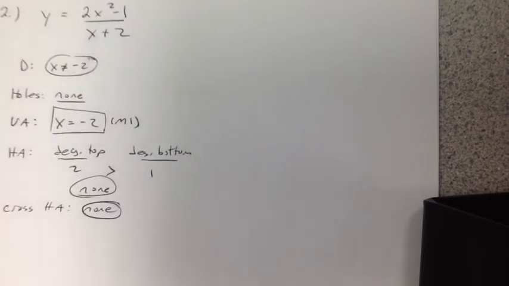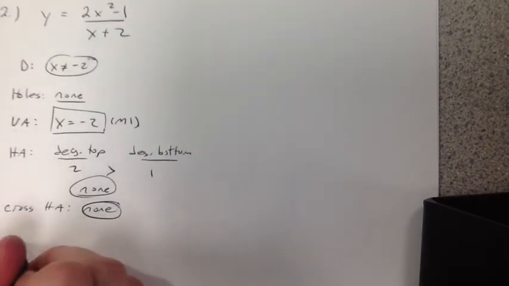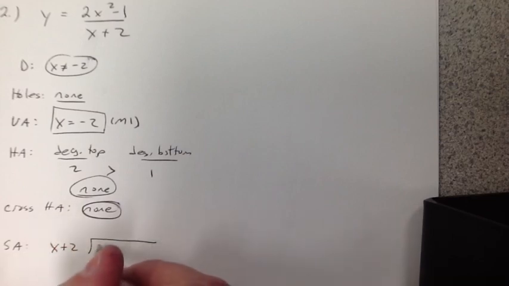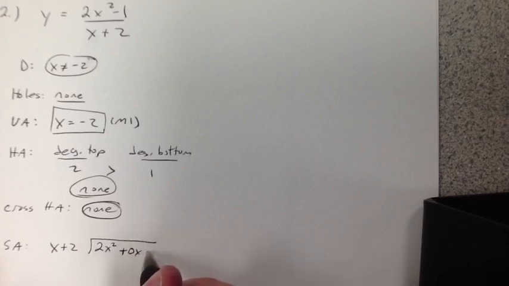Next, what do we look for? The slant asymptote. So we have to divide. X plus 2 divided into 2x squared, don't forget, plus 0x minus 1. Multiply, go x, this becomes 2x, sorry about that. That becomes 2x squared plus 4x.